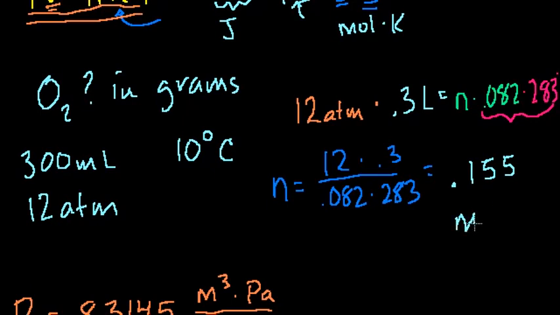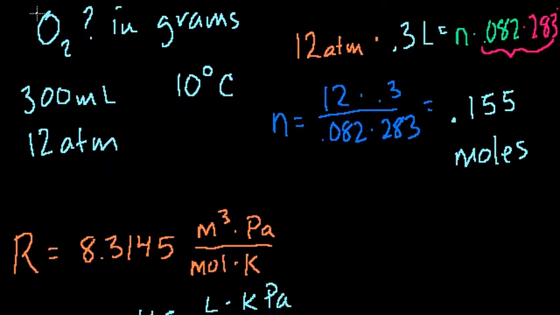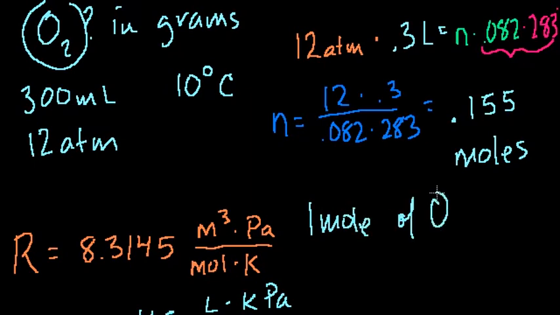Now, how many grams are in 1 mole of oxygen, of an oxygen molecule? So 1 mole of O2. Well, we know oxygen's atomic mass is 16. One molecule of gaseous oxygen has 2 atoms in it, so it has an atomic mass of 32 atomic mass units. So its molar mass, its mass per mole, is going to be 32 grams.